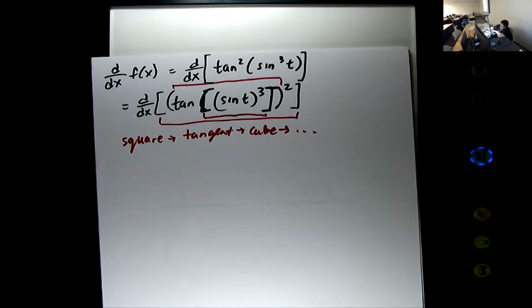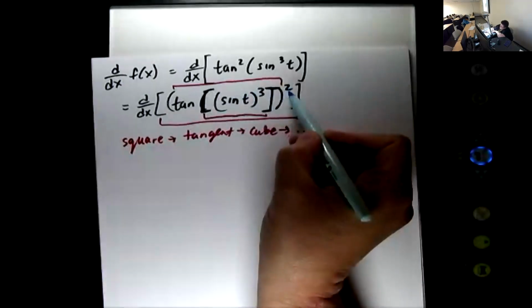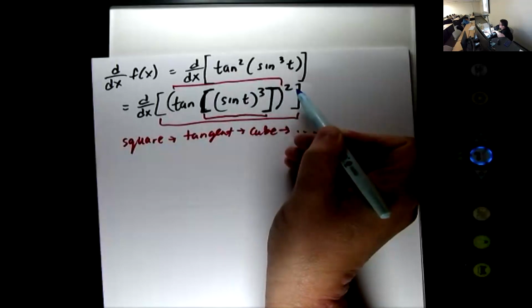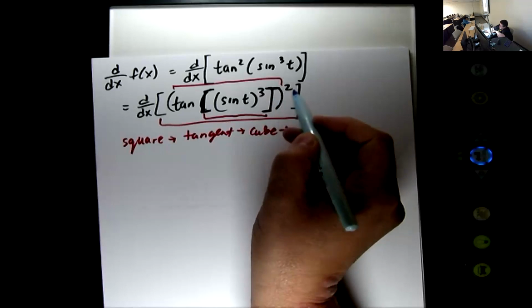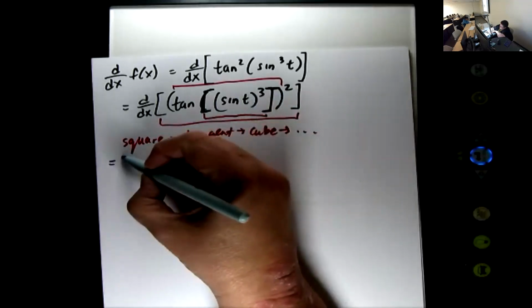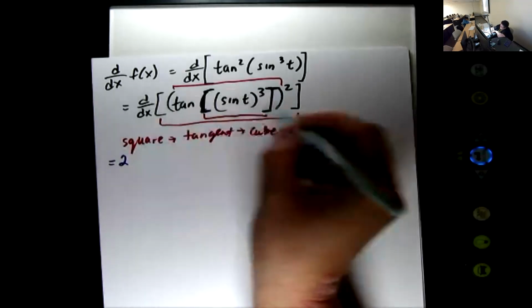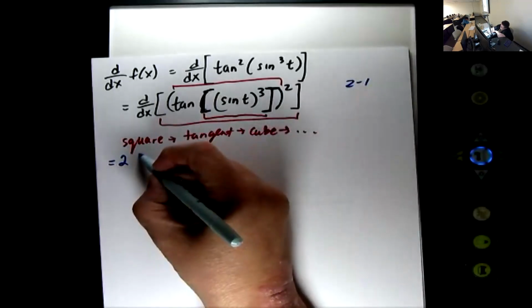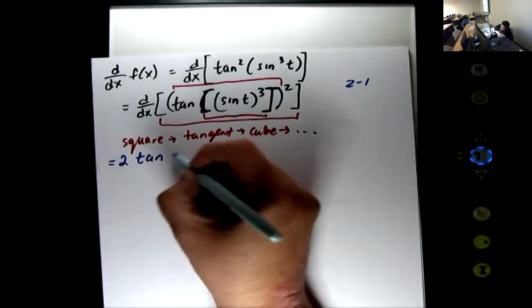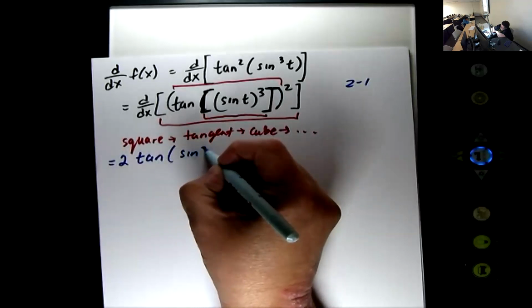Okay, I'm gonna go very slowly. The first thing I need to deal with is the square. So this is a power rule situation. So the first step is to bring the 2 down and lower the power by 1. So it goes down to 1. So I'll have 2 times tangent of sine cube t.